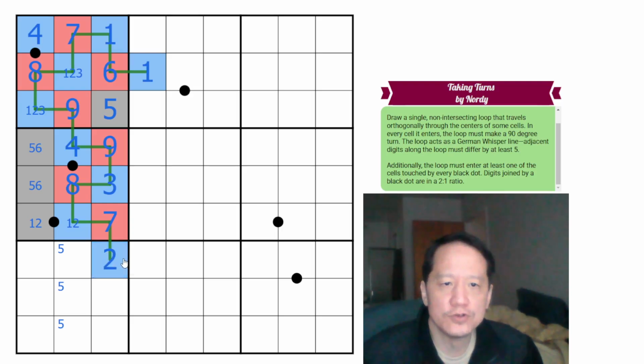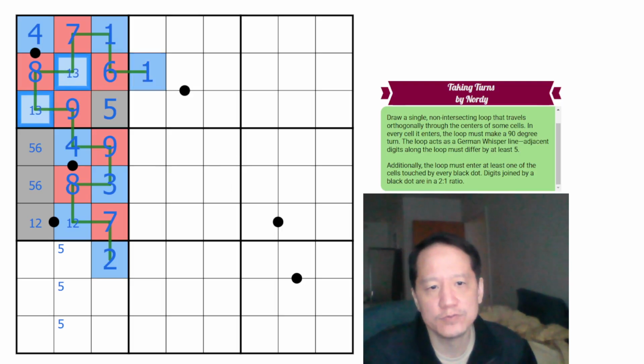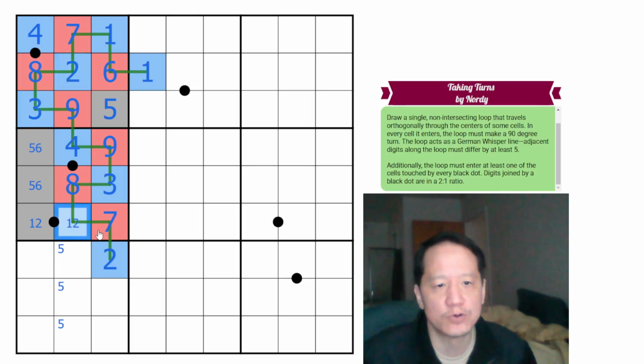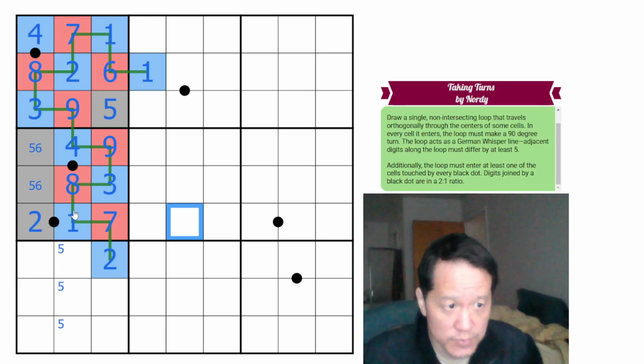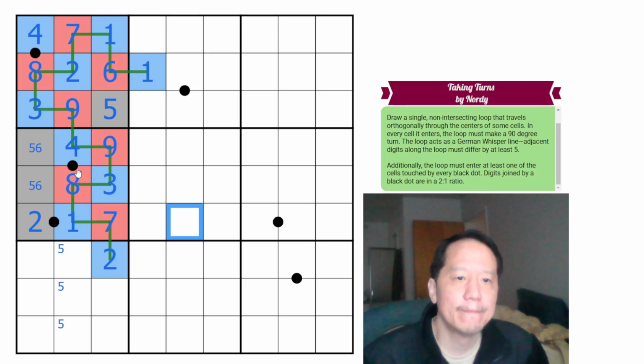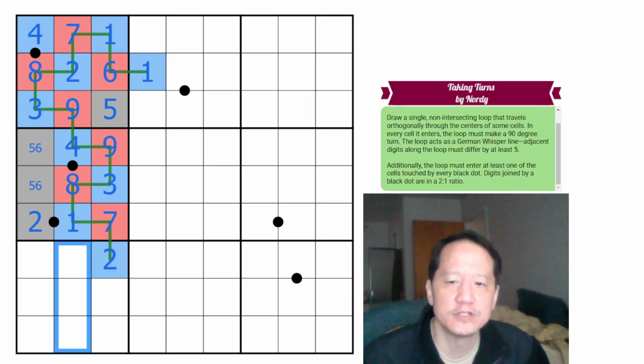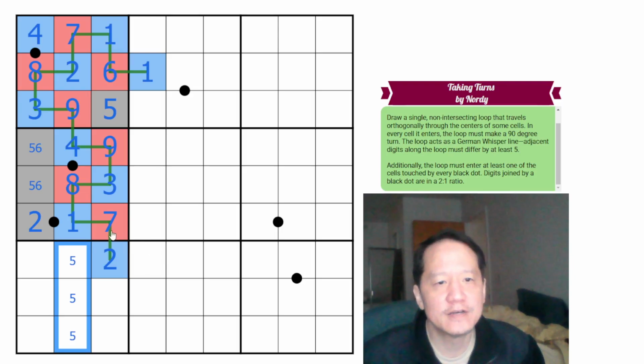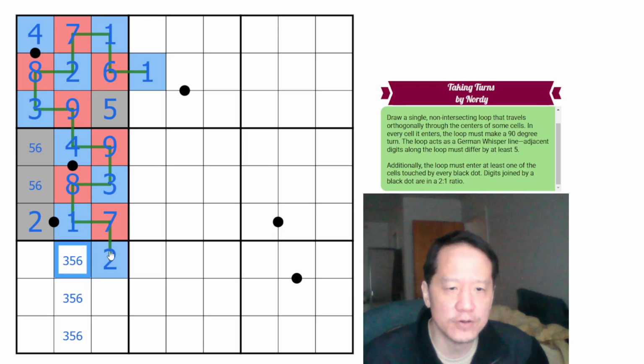Okay, so this is 2. This is 1. These can't be 1 anymore. This has to be next to a 7, therefore this must be 2, which makes this a 3. So this can't be 2 anymore, therefore this is 1, which makes that a 2, to be in a 1 to 2 ratio. So this all works. The rest of these digits are 5, 6, and 3. And none of those are 5 away from the 2. So none of these can be on the German whisper loop, then.